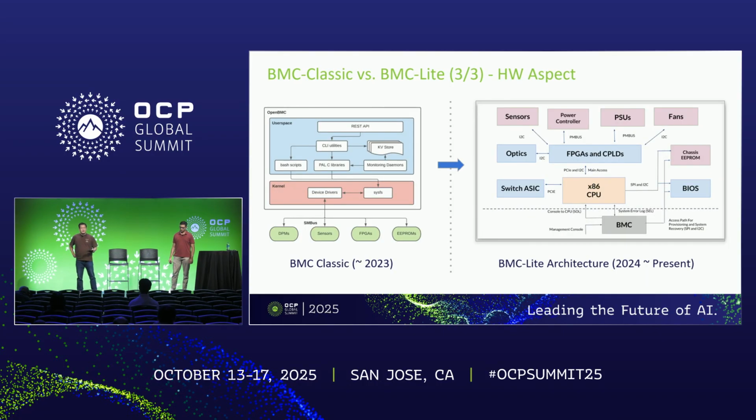Here are simple diagrams comparing BMC Classic and BMC-Lite. As you can see here in BMC Classic, BMC manages the platform and uses mostly the REST API endpoints only, which was enough but somewhat limited. In the new BMC-Lite architecture, the x86 CPU manages everything and uses Thrift and other secure Meta protocols.